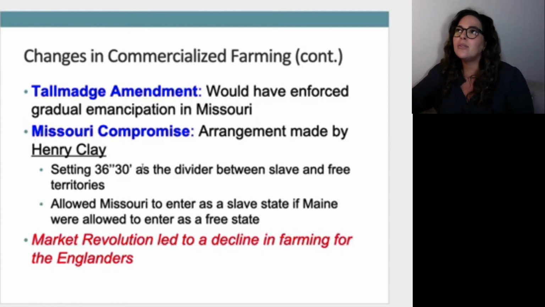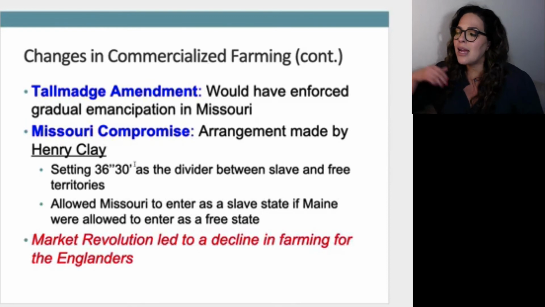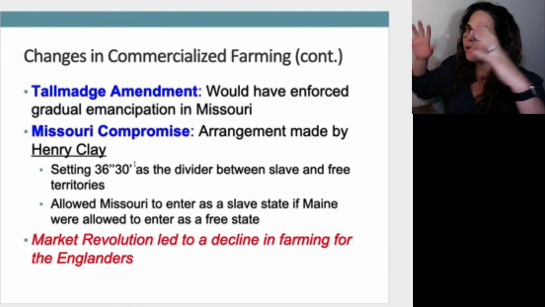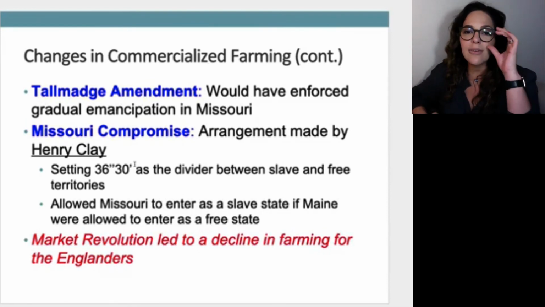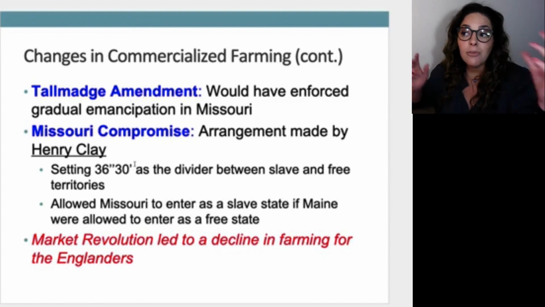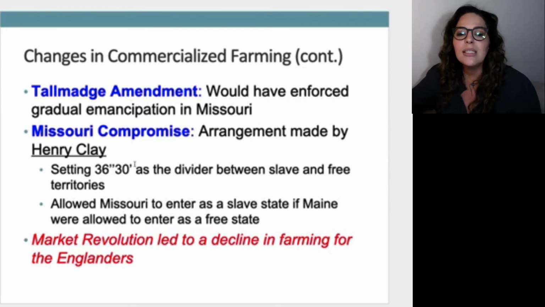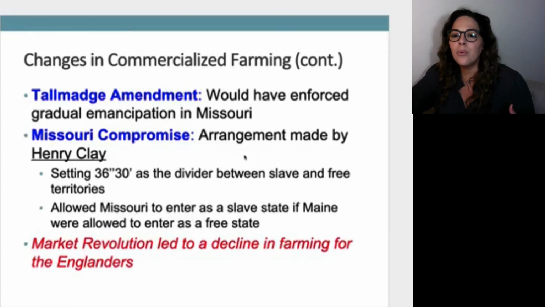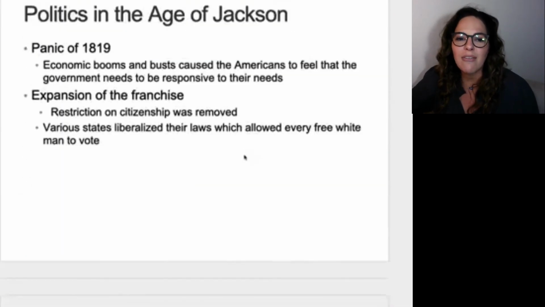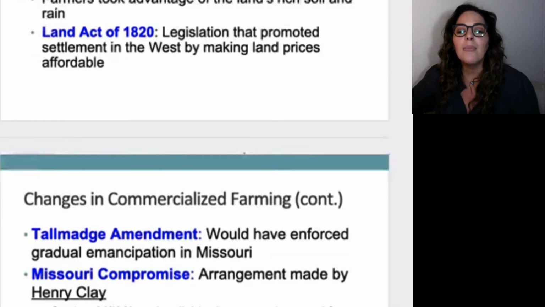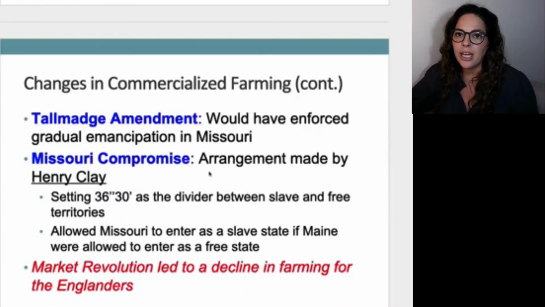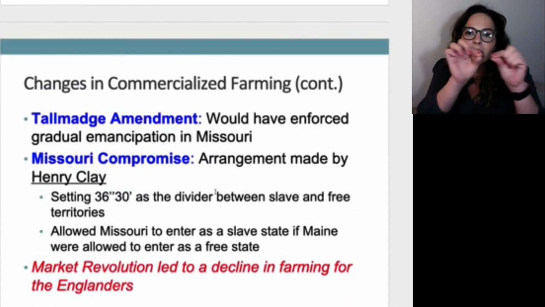Henry Clay, who is going to be known as the Great Compromiser, is going to come in and finally gets both pro-slavery and anti-slavery defenders to agree to the 36°30' line. So what this does is it basically says that the southern border of Missouri, and let me see if I have a map here. I don't see it. But that the southern border of Missouri, that's the 36°30' line, right?